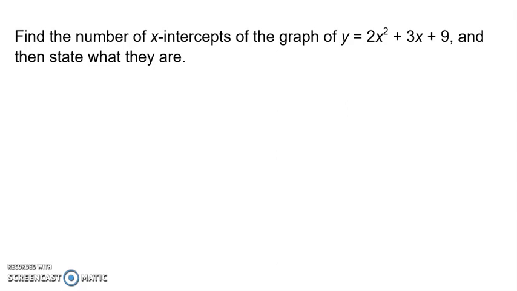So it says in this problem, find the number of x-intercepts of the graph of y is equal to 2x squared plus 3x plus 9. So we need to use the discriminant for that. So in order to do that, let's just write what the discriminant is. It's b squared minus 4ac.